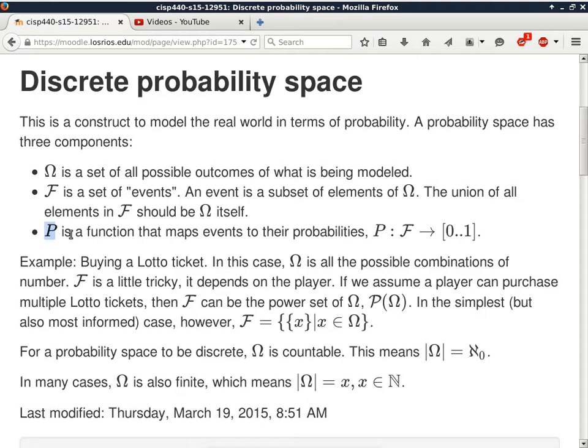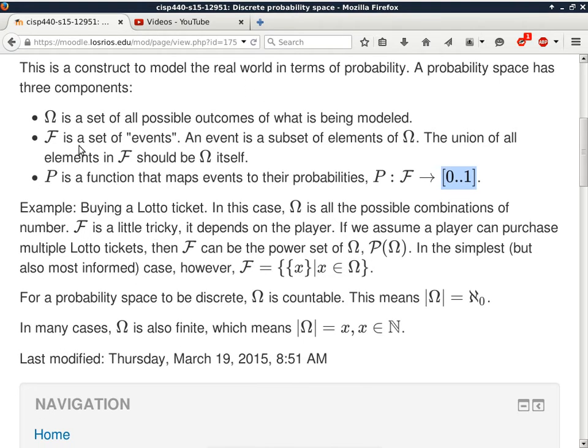P is just a function. It maps elements in F, not in omega, to 0 to 1 inclusively. In other words, it maps F to a real number starting from 0 and ending with 1. And that's your probability function. Are we still doing okay so far with this?